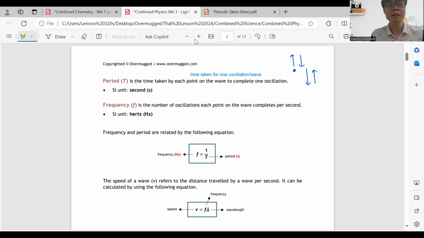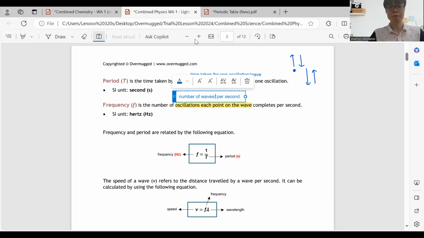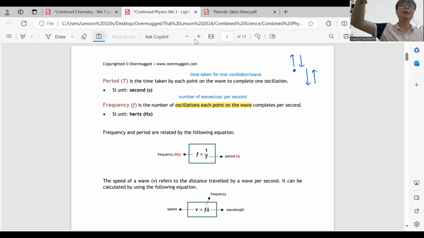Okay, then frequency. The number of oscillations each point on the wave completes per second. It means how many times the particle makes this motion per second. To put it more simply, as you all learned, it is the number of waves per second. Number of waves or oscillations, okay? How many times did it complete this cycle in 1 second? The unit for frequency will be hertz.